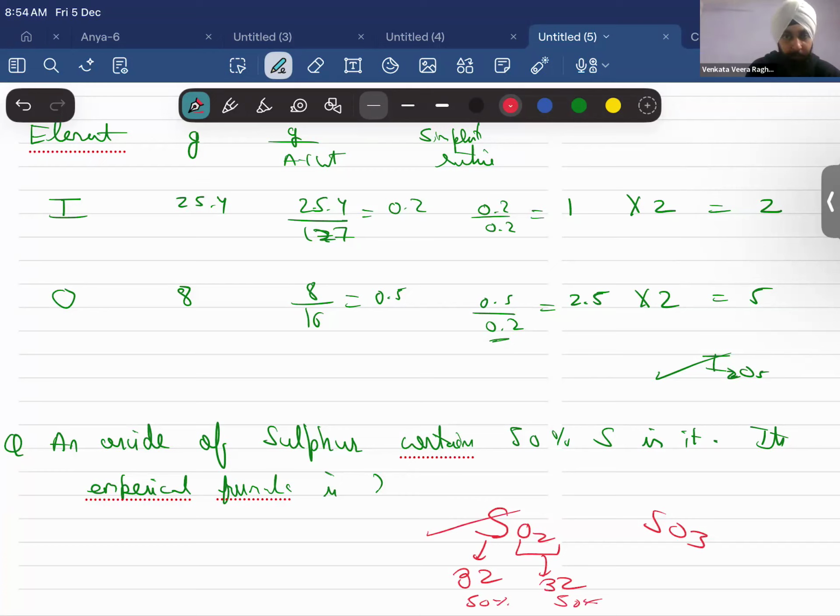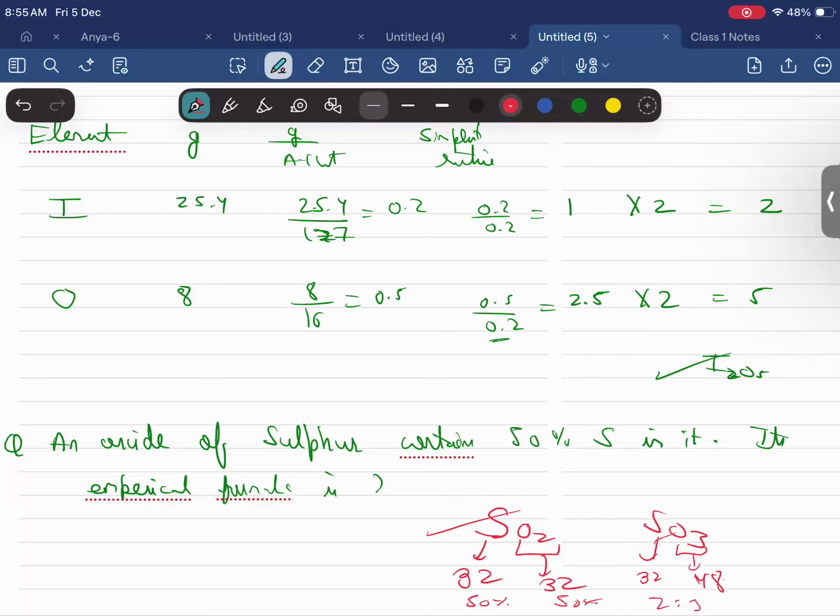Whereas in the case of SO3, S has a mass of 32, and the three O's combined have a mass of 48. So the ratio will be different then. Do you agree with me? This is how you have to solve it. The ratio will be 2 is to 3 here. Take 2 by 5 of 100 and 3 by 5 of 100, and you will get the percentage in which they are present.